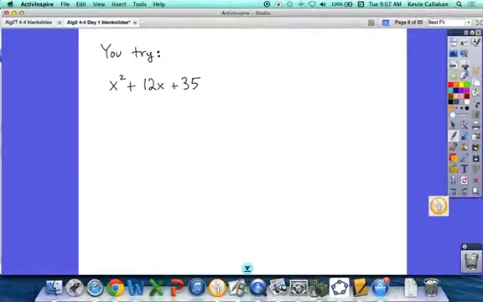7 and 5, right? So once you've identified, 35 is 5 times 7, right? And those add up to 12, then it's a one-step process. X plus 5 times X plus 7. Done. And you don't have to do the FOIL part. I saw most of you were doing the FOIL part. You don't. If it just says factor, then that's not necessary.